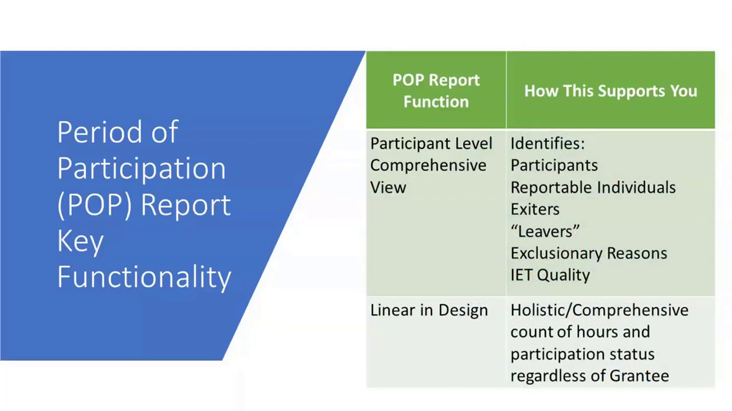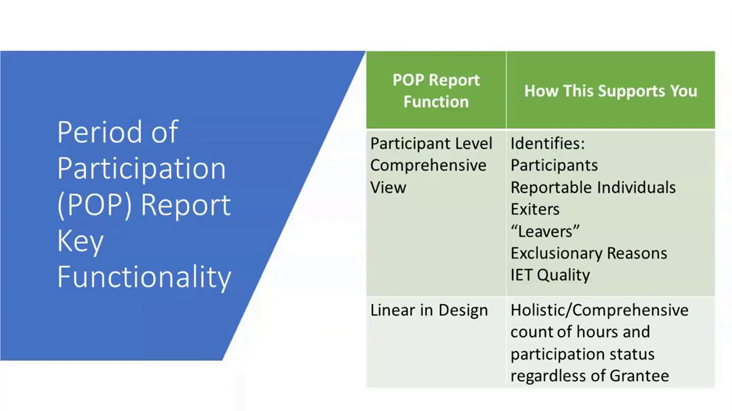Good question, Liz. So I want to talk about the actual report that you guys have available to you right now. You can go in there right now and pull it. So the POP report, and some of the key functionality with the POP report, and I kind of already hit on this, is that it's a participant-level comprehensive view. That means that it's going to tell you who is considered a participant, which means they have 12 direct hours. It's going to tell you reportable individuals, which is anybody that has come into the program and has a test and at least one contact hour, but they haven't gotten to that 12 hours yet.